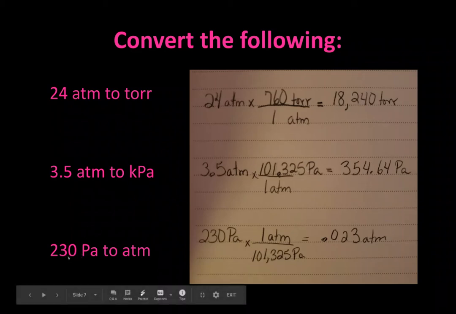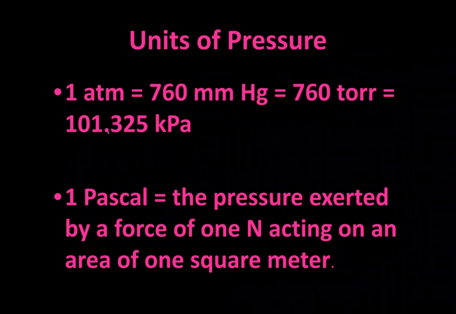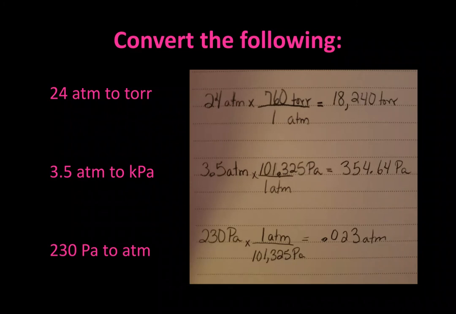The last one, we have pascals. So 230 pascals, we want to convert to ATM. So 230 pascals. And I said that instead of 101.325 kilopascals, it's 101,325 pascals are equal to 1 atmosphere. So 1 atmosphere on top, because pascals are what we started with, so they have to go on bottom. And here we're going to be dividing. So all of these unit conversions are just going to be one step.